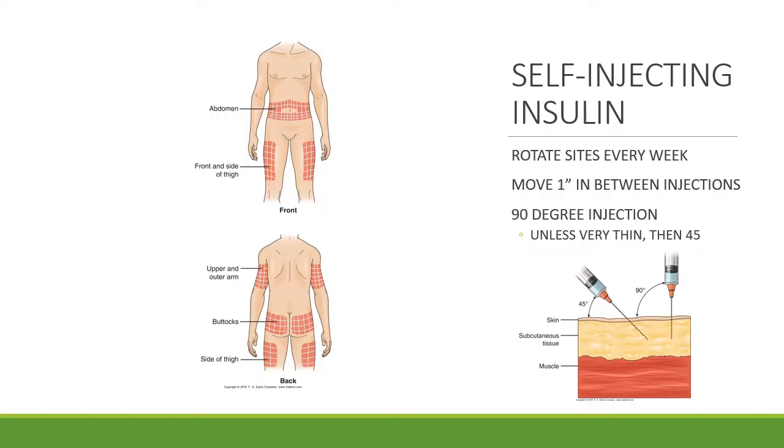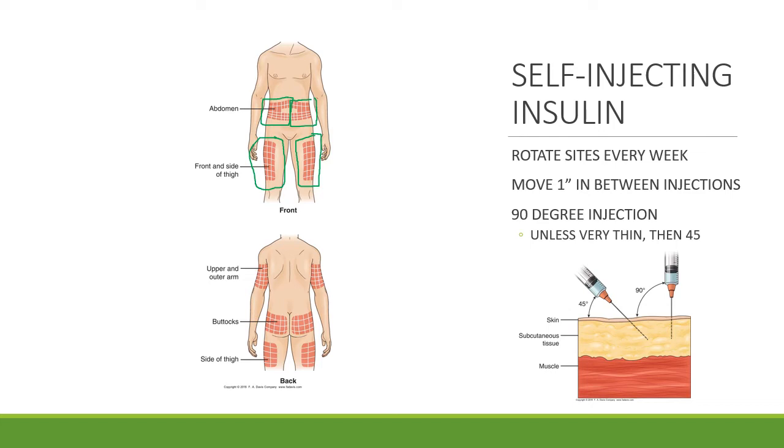In addition to blood glucose monitoring, the skill of self-injecting insulin should be taught to every patient and their care provider or care partners. It's important that you rotate sites every week. So if you started off with the right thigh, you would inject about 1 inch in between injections for an entire week, and then you would move to the left thigh for an entire week. And then on the 3rd week, maybe you'd come up here to the abdomen on the left side, and then on the 4th week, maybe the right side of the abdomen. And so by the time you make it back to the right thigh, it's been 4 weeks since the last time you injected there.